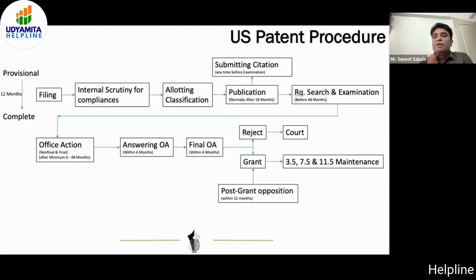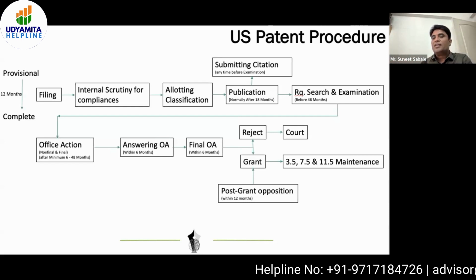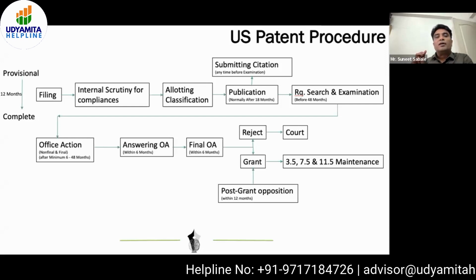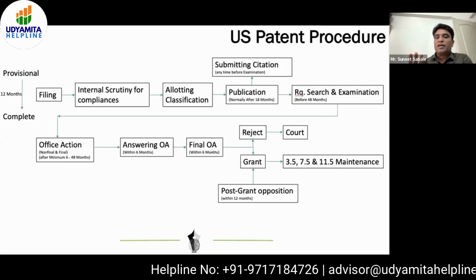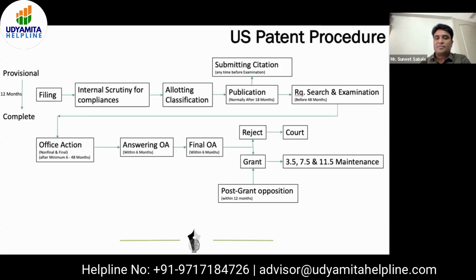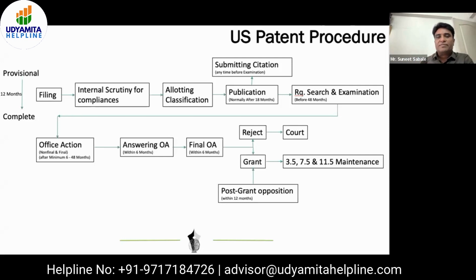Okay, so till publication, everything is the same. Request for examination, office action, answering office action. They call it office action, we call it examination. That is the difference. And again, rejection, grant, and they don't have yearly maintenance fees. They have three maintenance fees only, after completion of 3.5 years, 7.5 years, and 11.5 years. That's it. Okay, so that is the difference.